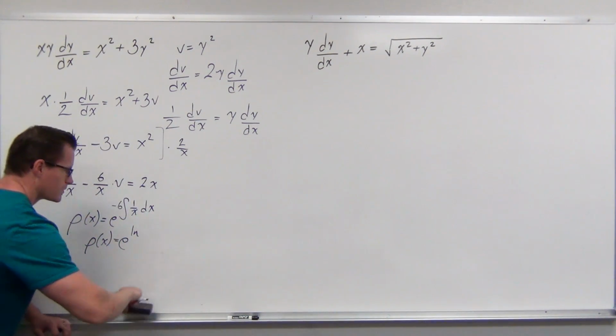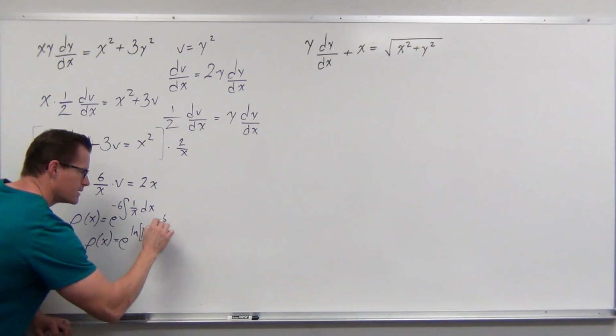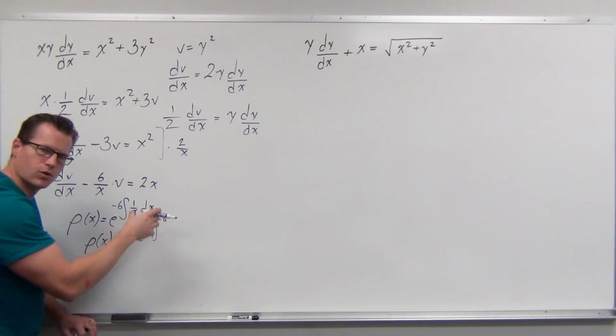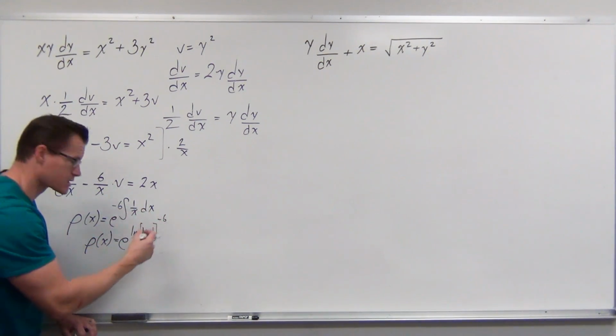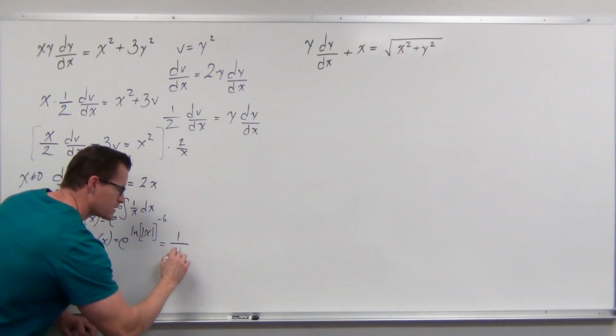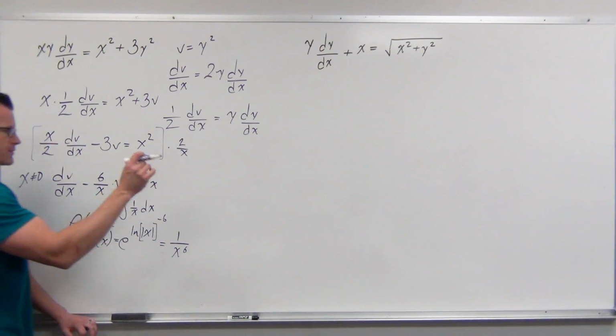Let's see. So this would be x to the negative 6th power. Well, if we think about that, that's going to be 1 over the absolute value of x, but then to the 6th power, we would get composition of inverse functions, no problem. This is going to be 1 over x to the 6th. That's our integrating factor that we're going to use for this example.